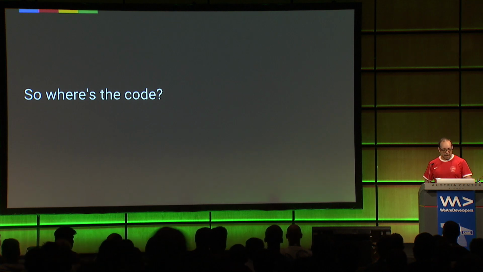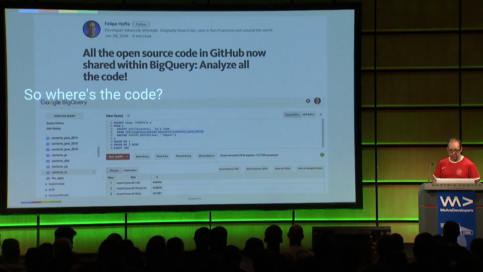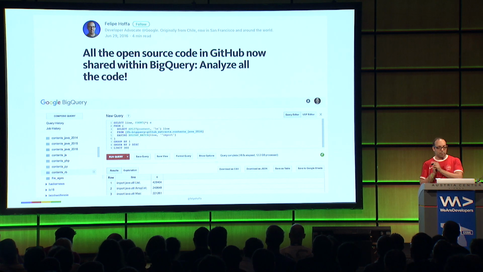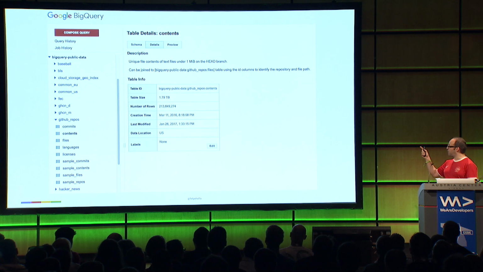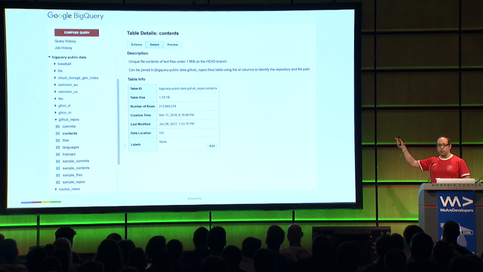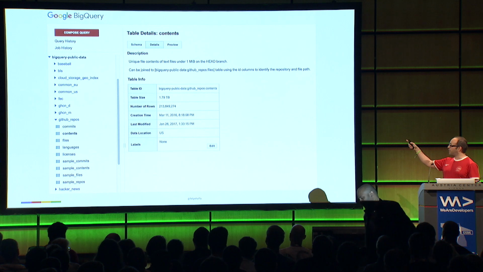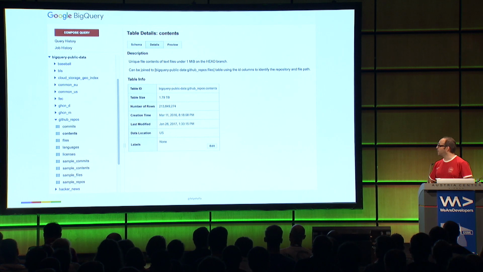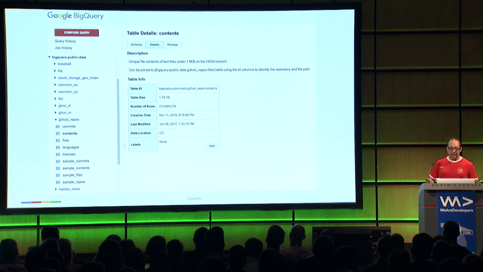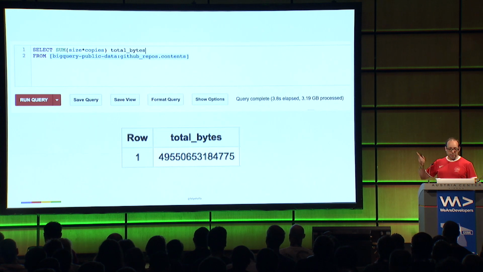Let's talk a little bit about code. Where is the code to do all of this? So we announced a couple of years ago that we had copied GitHub's code, the open source part, to BigQuery, and now you can analyze it. When I took this screenshot, this table had 200 million rows, 1.79 terabytes of data. And that's because we have each unique file only once. So if you want to deduplicate them, you can multiply.